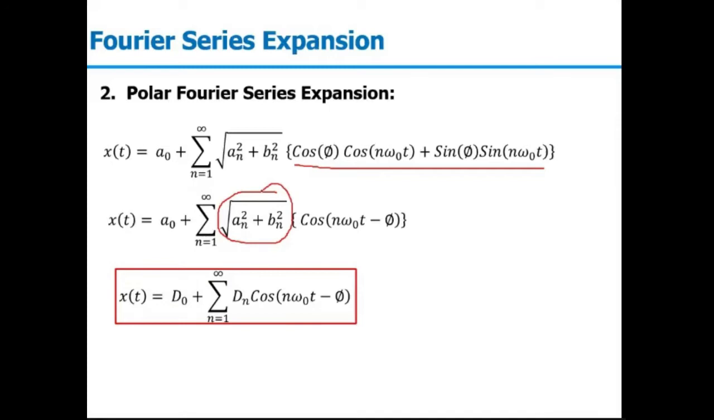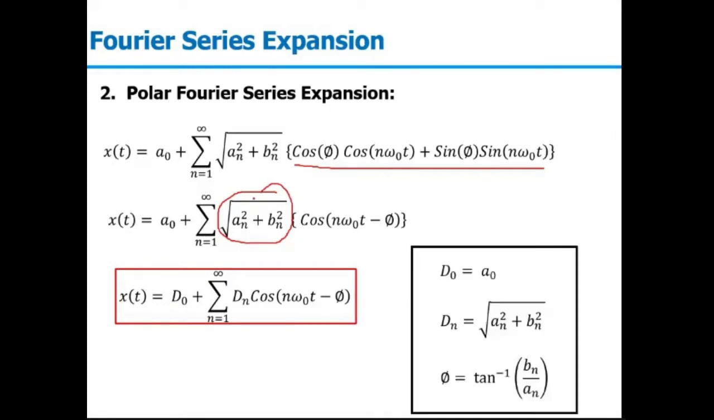and this square root term is representing dn, and we will get a new equation something like this, and this we call the polar Fourier series expansion. So whenever we are given a function x(t) and want to expand it in terms of the polar Fourier series, we simply need to find the values of d naught, dn and phi, where d naught is equal to a naught, dn is equal to the square root of an square plus bn square, and phi is tan inverse bn upon an. In some books, you will also find this polar Fourier series expansion called the cosine Fourier series expansion, because here x(t) is represented in terms of the cos function. So we also call that the cosine Fourier series expansion.